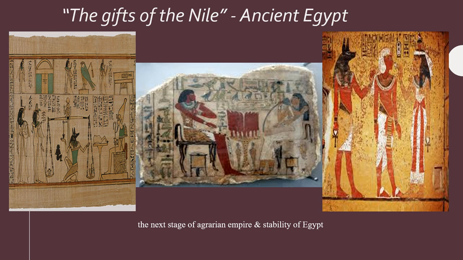It's not just the next stage of agrarian empire, but it's a kingdom or an empire that shows an enormous amount of stability over about 1,000 years of time. There are some exceptions, but the exceptions kind of prove the rule. There's two exceptions.